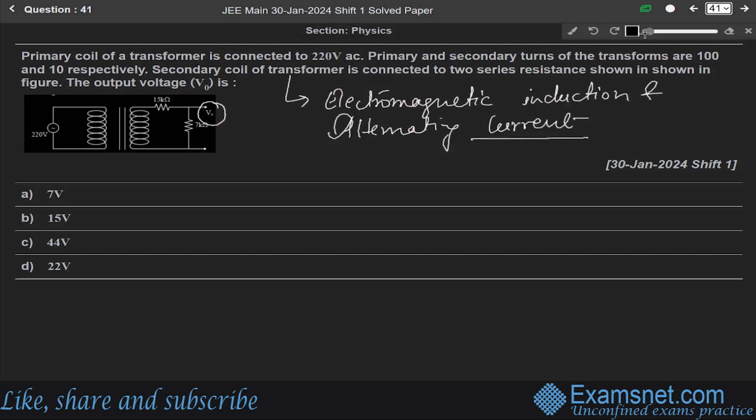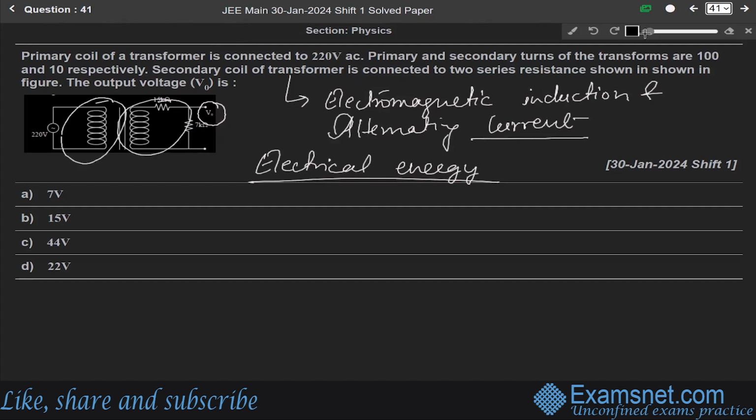So first of all, what is a transformer? A transformer is a passive component that transfers electrical energy from one circuit to another circuit. In this given diagram, this is the primary coil and this is the secondary coil. Okay, so the transformer converts the electrical energy from one circuit to another circuit, and it operates on the principle of electromagnetic induction.